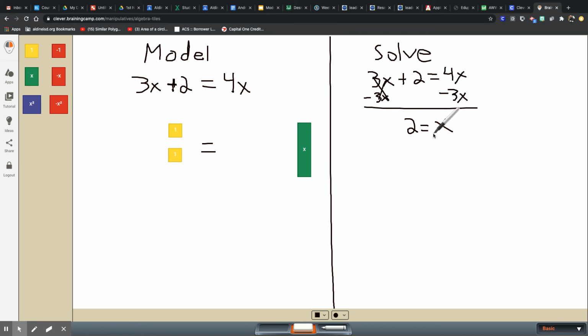Now remember, our goal is to find out what one of my x's are equal to. Sometimes my equations might only have one step. If I look here, I already know what 1x is equal to. It says 1x is equal to 2. So we are done. X is equal to 2.